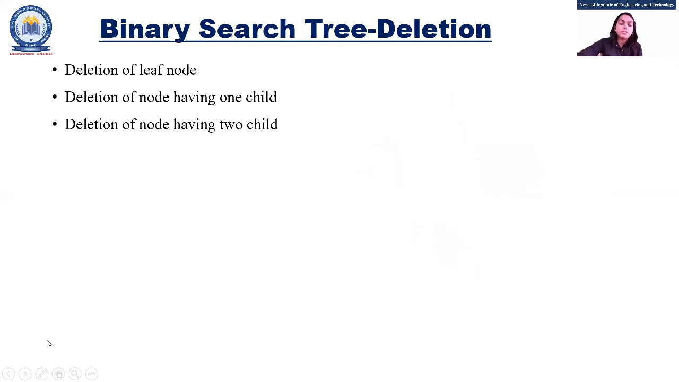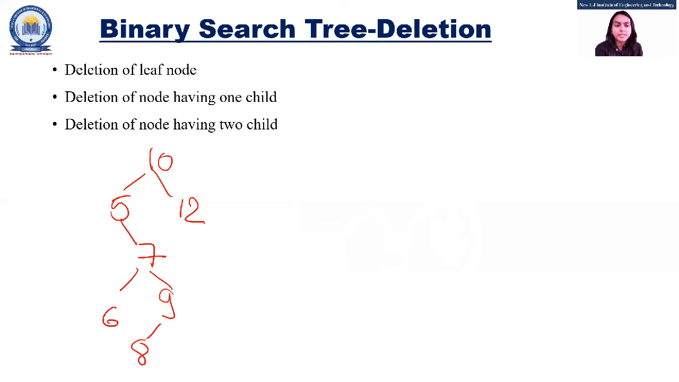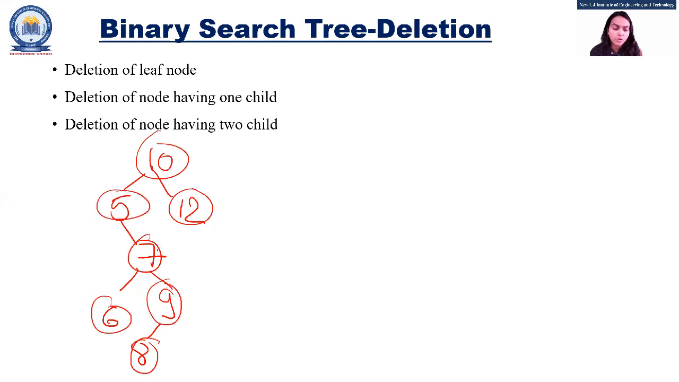Now what about nodes having two children? So let us take an example. In order to delete a node having two children, there are multiple ways. Sometimes we find the minimum from the right subtree or maximum from the left subtree, and sometimes we also find the in order successor. So if we want to delete a node having two children, for example node 7, what should we place over here? So one of the methods is in order successor.